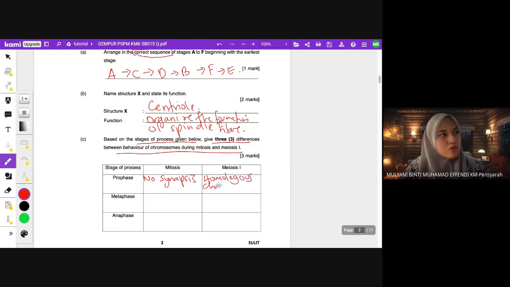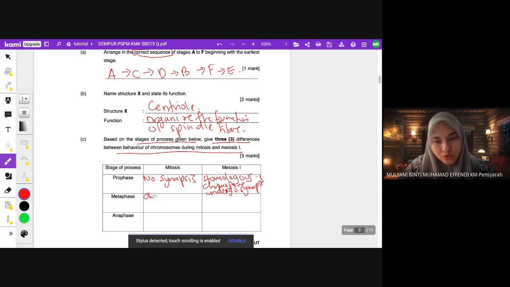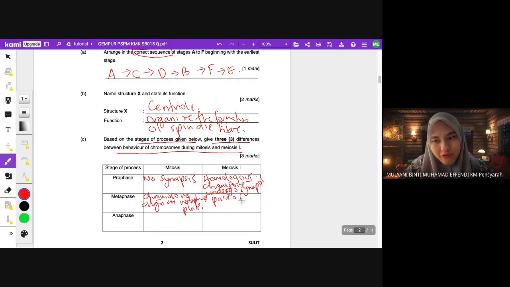Homologous chromosome undergo synapsis. Macam tu. Okay. So no, yang ini no synapsis. So yang ini meiosis 1 ni ada synapsis tapi antara apa kena sebutlah. Untuk metaphase pula, one of the differences kamu boleh cakap chromosome align at metaphase plate. Kalau yang ini pula pairs of homologous chromosome align at metaphase plate.